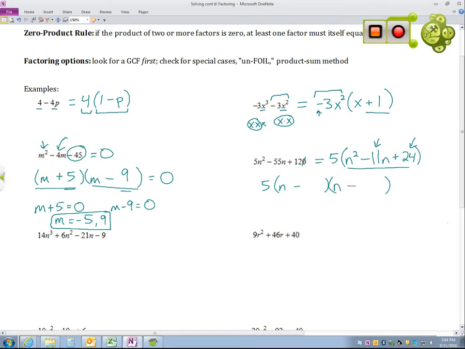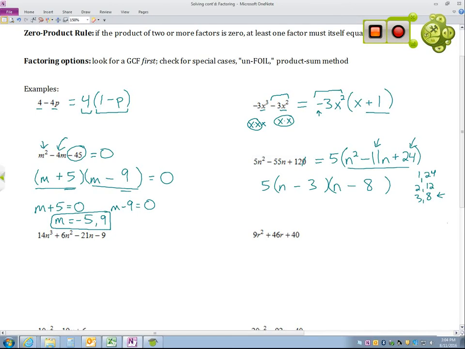Okay? And then again, we go through our factor pairs of 24. Make a list if you need to. 1 and 24, 2 and 12, 3 and 8. We can do this systematically until we get to one that works. 3 plus 8 is 11, so 3 and 8 go in here, okay?